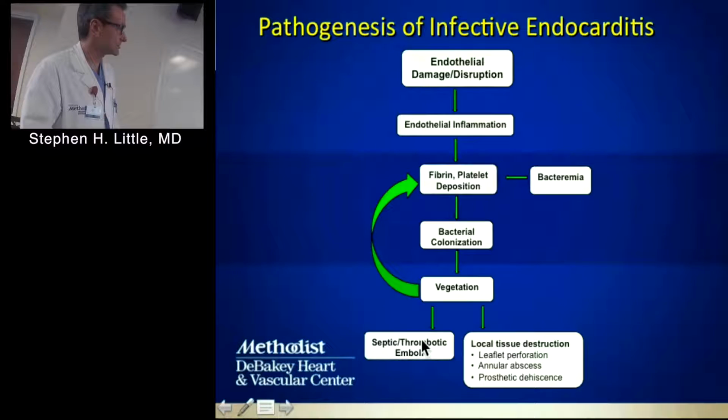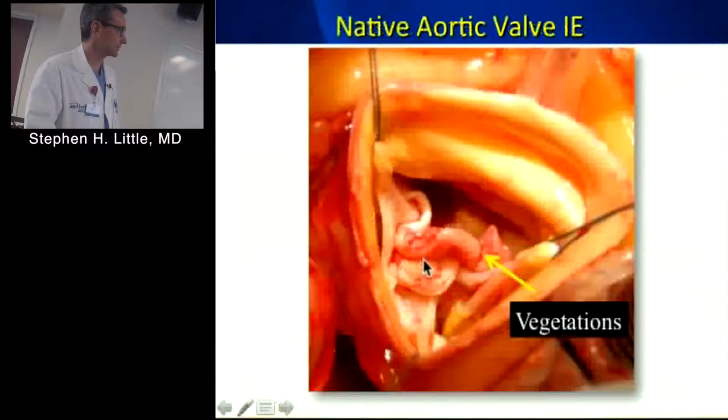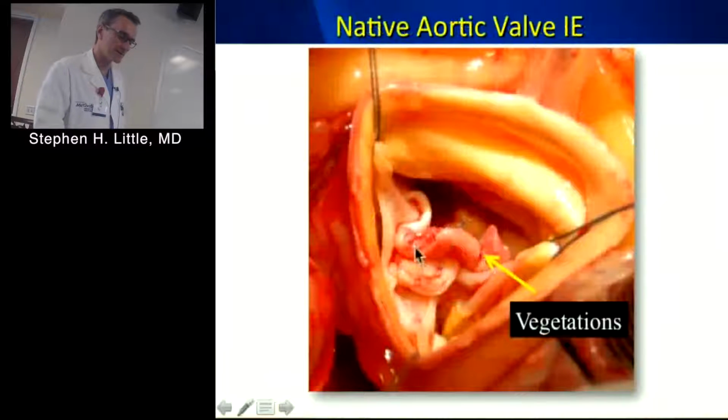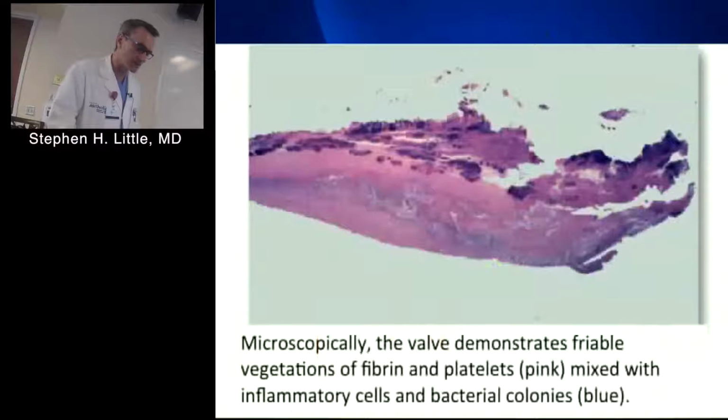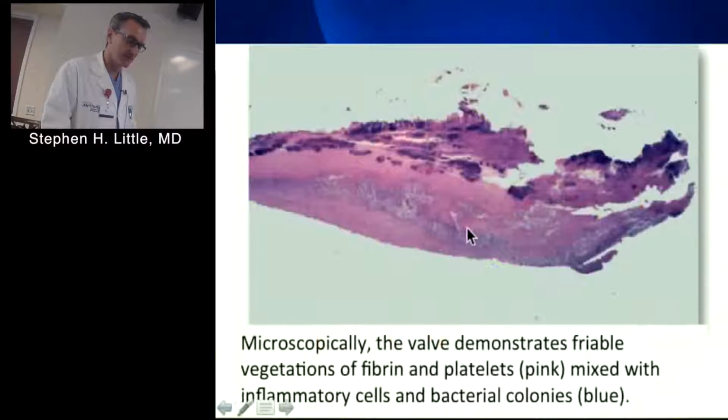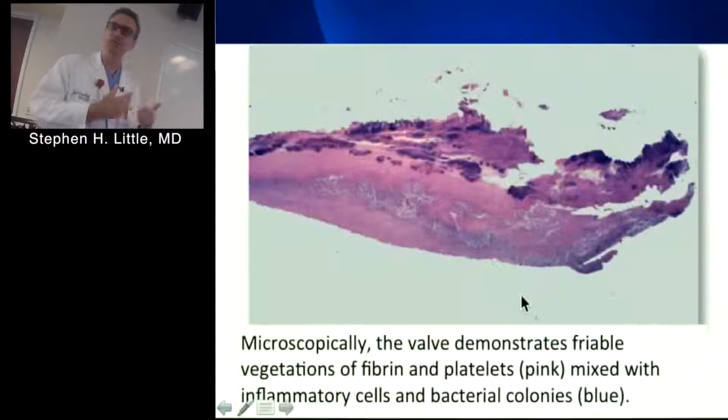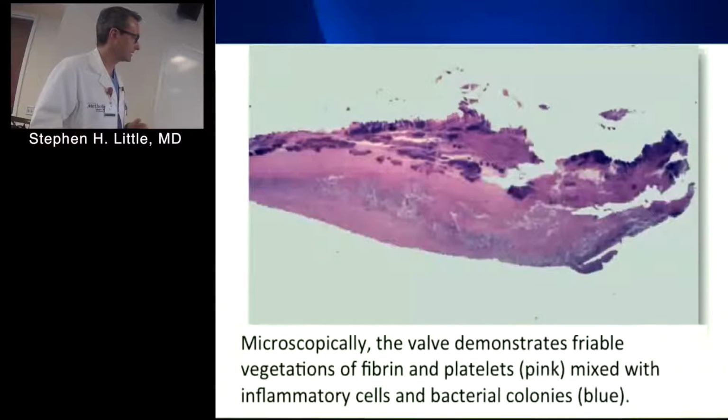So typically, in surgery, this is what these lesions look like. This is an aortic valve cut open. This is thin or thick, friable stuff. That's just a vegetation. They could look very different depending on what the bacteria is. Microscopically, this is what it looks like. It's a combination of fibrin and platelets. The pink stuff is the platelets mixed with inflammatory cells and bacterial colonies. So that's all in there. That's called an active bacterial vegetation.